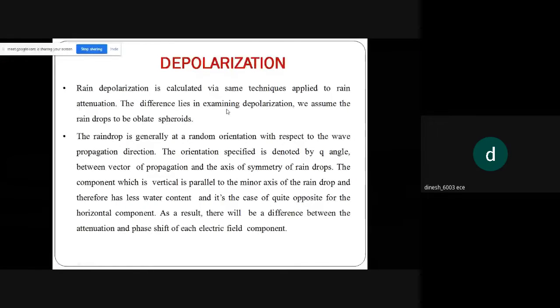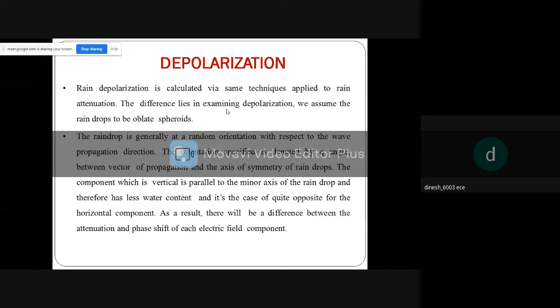Yeah, there was a breaking link. Sorry for that. So let us see the topic, depolarization.